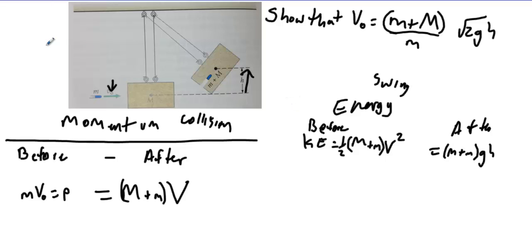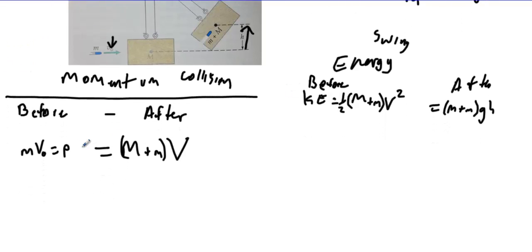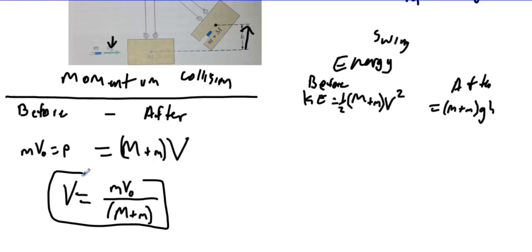So I have two laws going on: the law of conservation of momentum for the collision and the law of conservation of energy for the swing. Now all we have to do is solve all this for v0. I see v over here and v0 and v over here, so I'm going to solve this equation for v. I see that v is equal to little m times initial velocity divided by big M, the mass of the block, plus little m. Now I can make this substitution into my energy side.